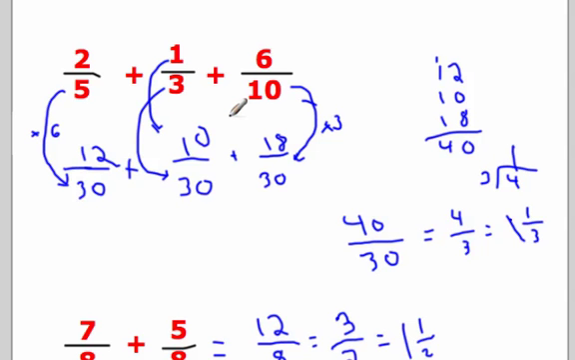All right. Hopefully, you took something away with adding fractions. Maybe you want to pause the video, watch it again, and try these fractions without any help from me.